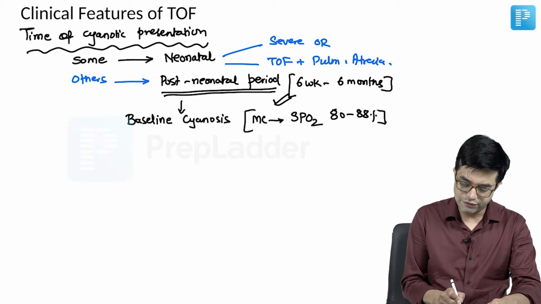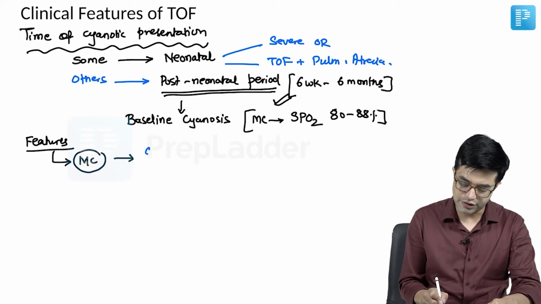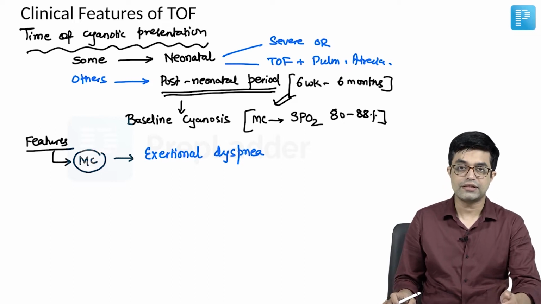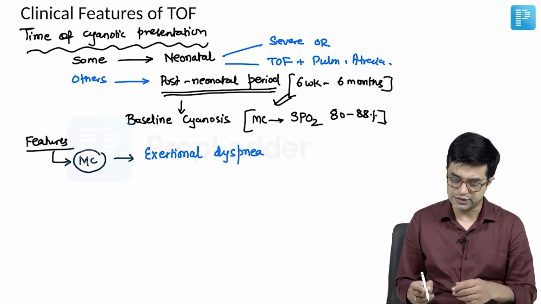Now, what are the clinical features that you find in these patients? According to all standard books, the most common feature in these patients is exertional dyspnea. When the child starts playing around or when the child starts exercising, dyspnea appears. That is the most common presentation. So, exertional dyspnea is the most common feature.